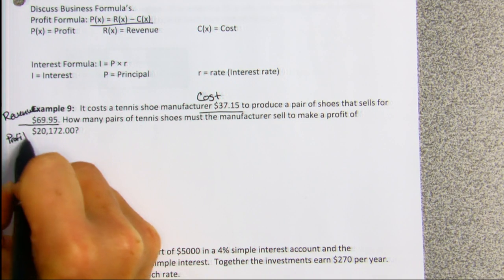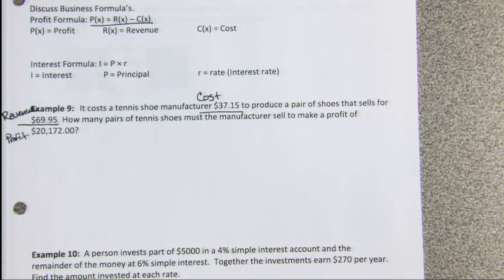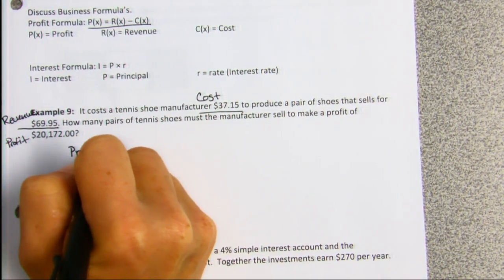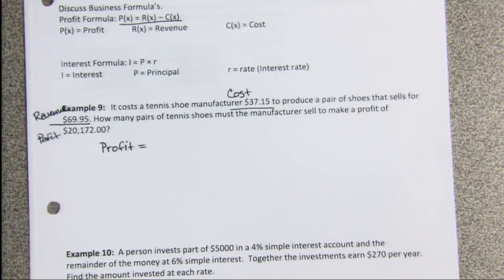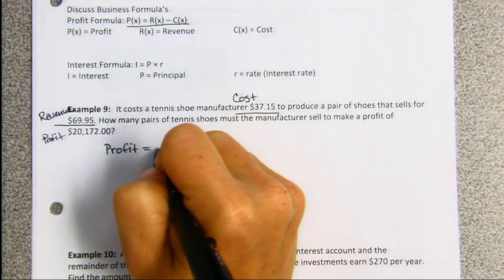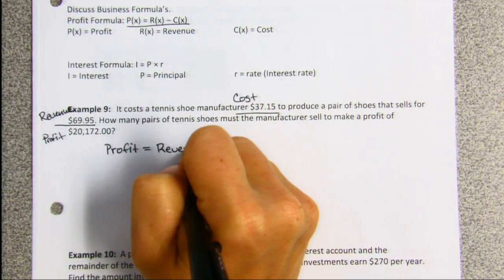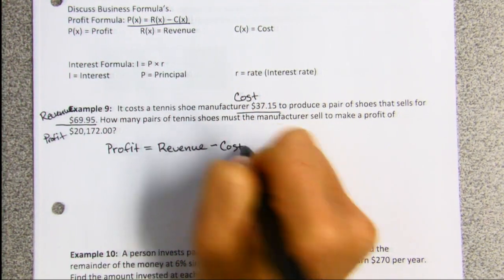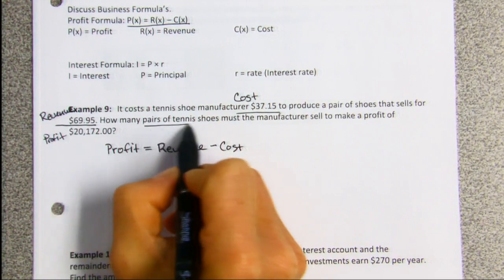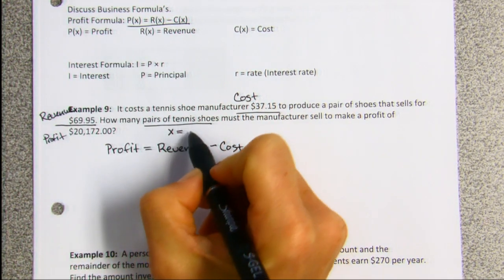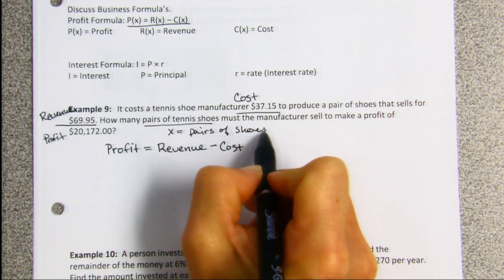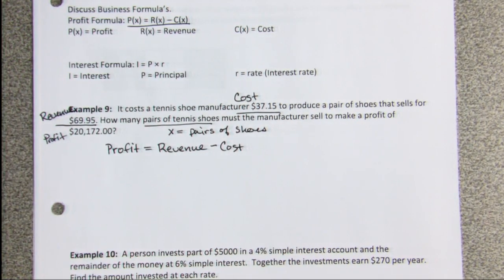Profit, it says it right there, the $20,172. So we just know that we're taking our profit. We can get away from the busyness of the P of X, if you want, equals whatever the revenue is or whatever you're selling the shoe for minus the cost. And we don't know how many pairs of shoes there are, so we're going to say X equals pairs of shoes. That's what we don't know. That's what we want to find is X.